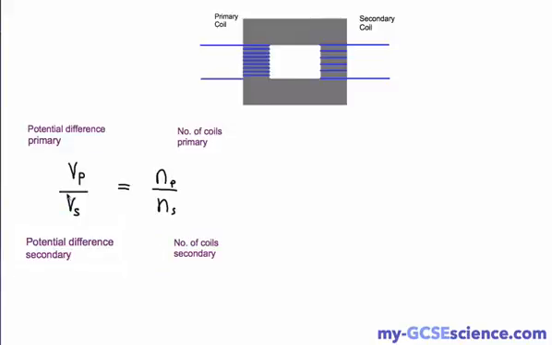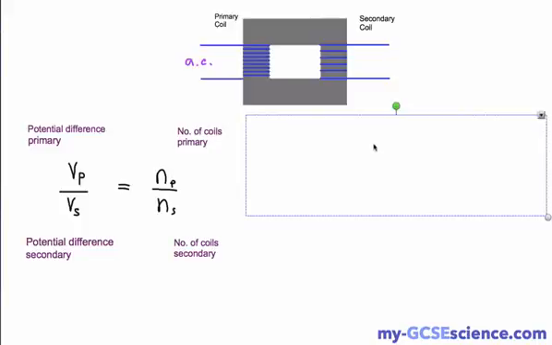So for the first part of the equation here we have Vp, so this is the potential difference in the primary coil. So here's our primary coil, and we have alternating potential difference here, remember. And the second one here is the voltage or the potential difference in the secondary coil, and that is the same as the number of coils in the primary divided by the number of coils in the secondary coil. Okay, so if we have this equation, we can work out a missing value that we might have based on some information they give us. So let's have a go at a question.